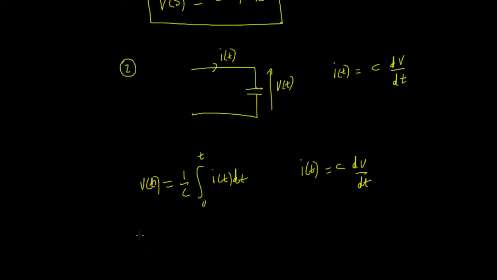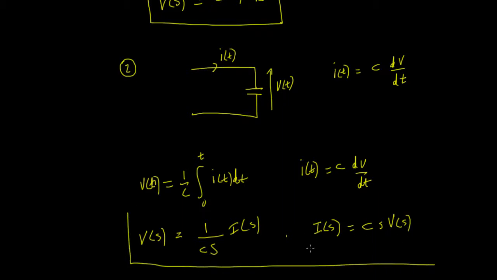So in the complex frequency domain we can write that as V of s equals 1 upon Cs times I of s, or we can write it as I of s equals C times s times V of s. So that's another set of equations. Again, if you're unsure of where that comes from, I've got a derivation that shows integration in the complex frequency domain is equivalent to dividing a function by the value s, and differentiation in the complex frequency domain is equivalent to multiplying the function by s.